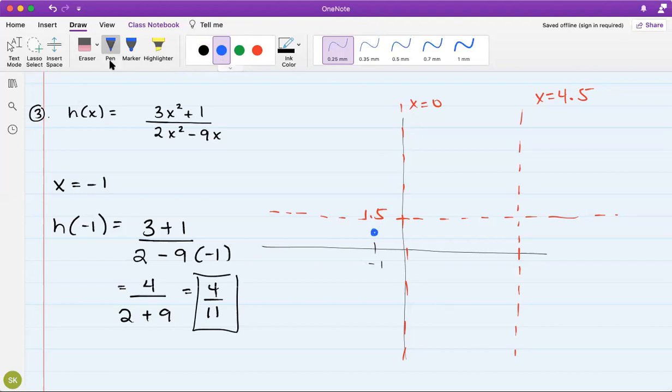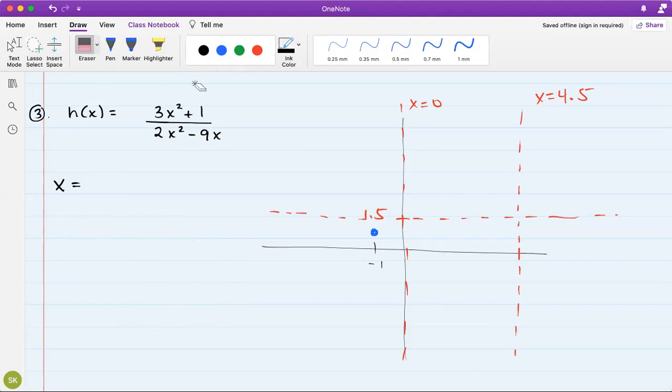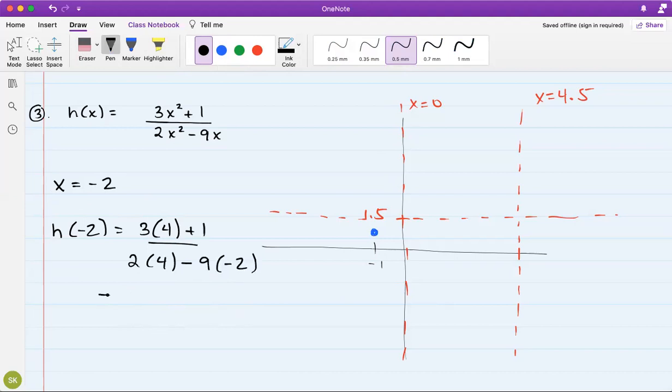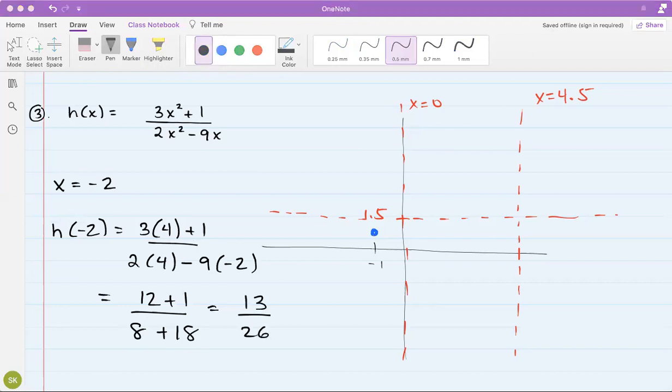Interesting. I want to graph more points on this side. So let's choose something else. Let's go with x is equal to -2. So if we plug in -2 into this function, what do we get? We get 3 times 4 plus 1, and then up here we get 2 times 4 minus 9 times -2, which is 12 plus 1 over 8 plus 18. So 13 over 26. Let's pull out a calculator and get an idea of what that is. 13 over 26 is 0.5.